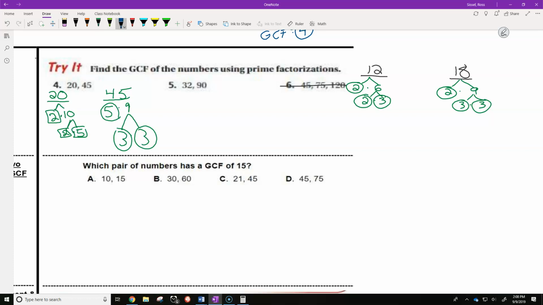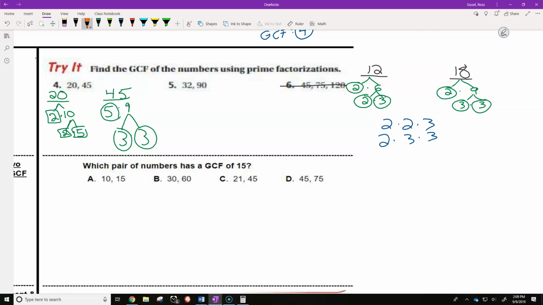Okay. I have to write out my prime factorization. So for 12, it's 2 times 2 times 3. For 18, it's 2 times 3 times 3. I have to identify what's the common prime factors. So I'm going to ask you guys on this one. This is the part where we get tripped up on. What would I circle? What are my prime factors that are partnered up?